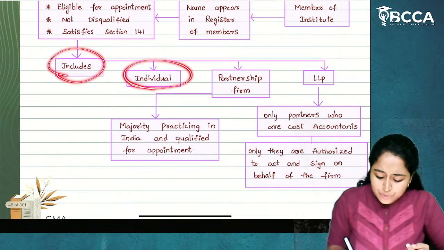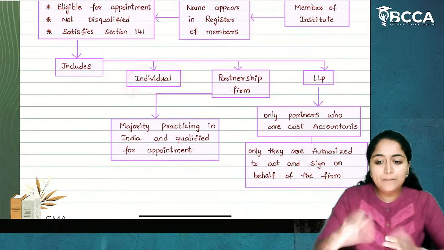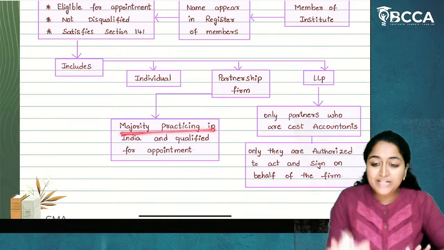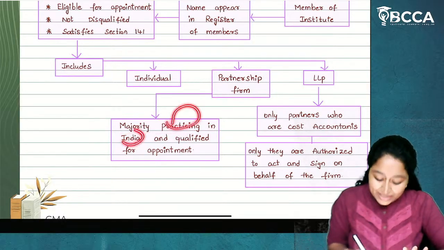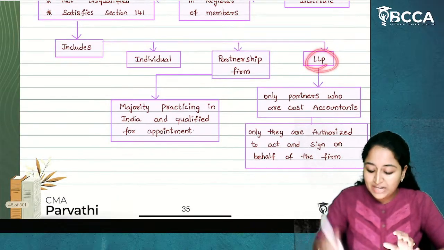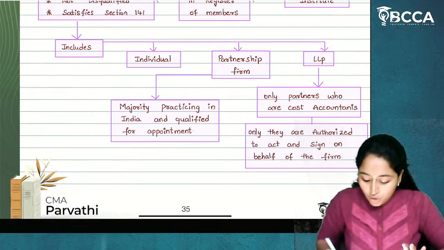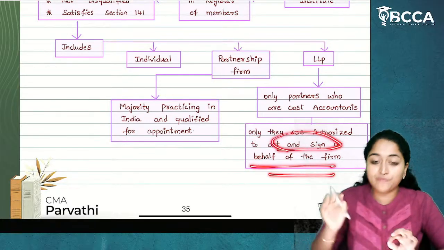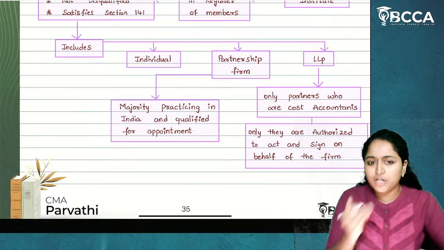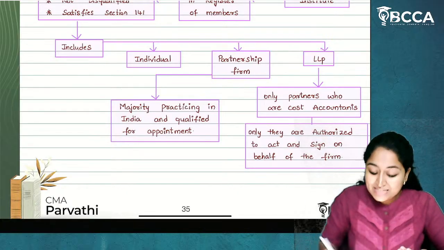This includes individual, partnership firm and LLP. In case of an individual, the person will cover the individual. In case of a partnership firm, the majority of partners should be practicing in India and qualified for the appointment. In case of LLP, only partners who are cost accountants are authorized to act and sign on behalf of the firm. Even in the cost audit report, engagement letter or any kind of documents, the name of the cost auditor will be the LLP.